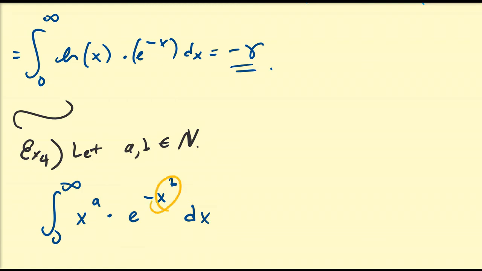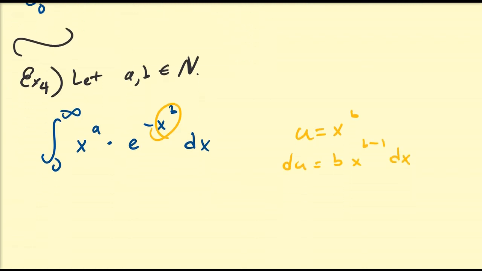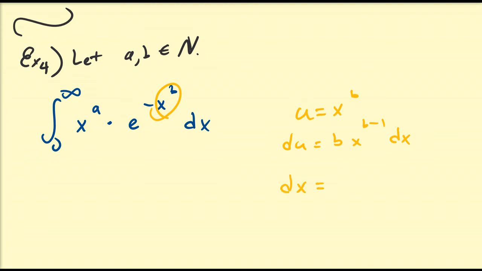We're going to begin the same way. We're going to focus on this x to the b constant. So let u be equal to x to the b. So du is going to be equal to b times x to the b minus 1 dx. So dx is going to be equal to du divided by b times x to the b minus 1.